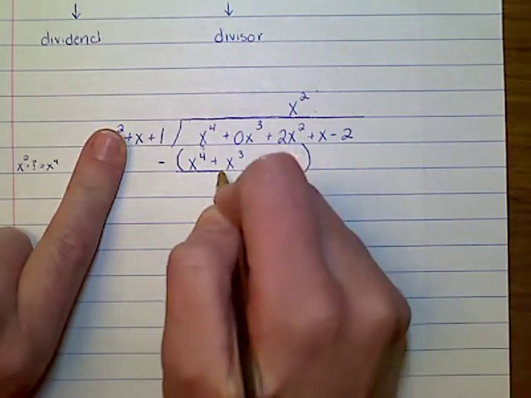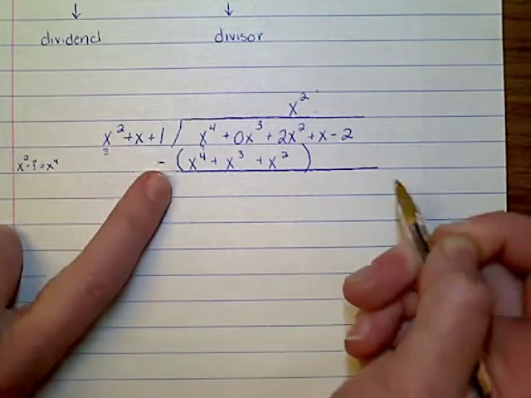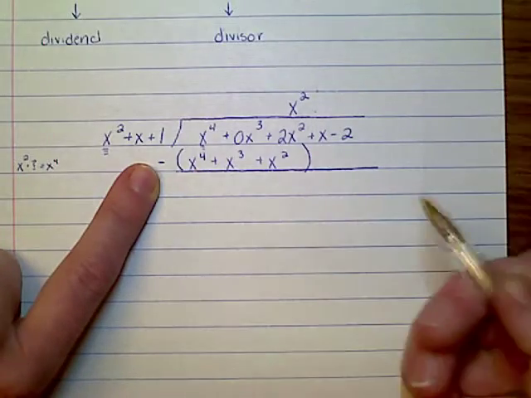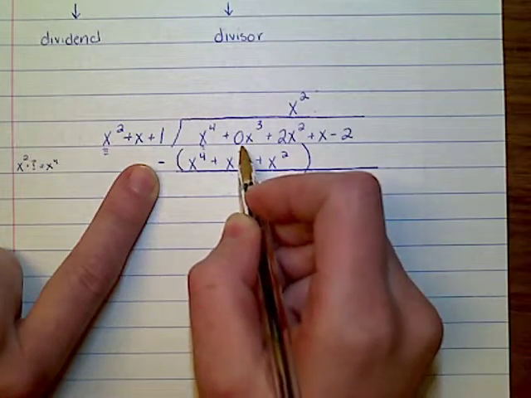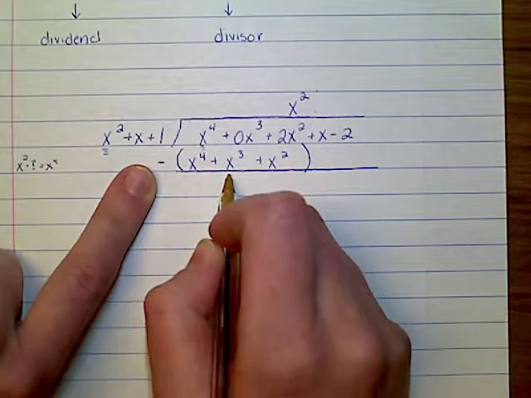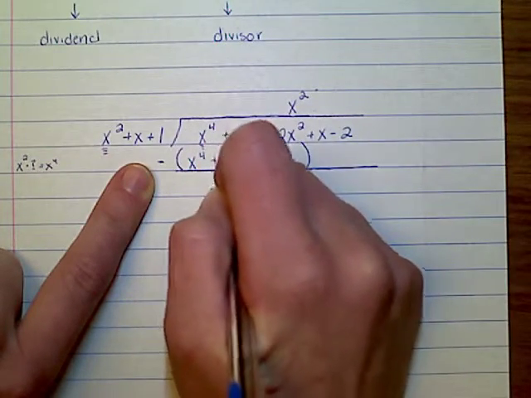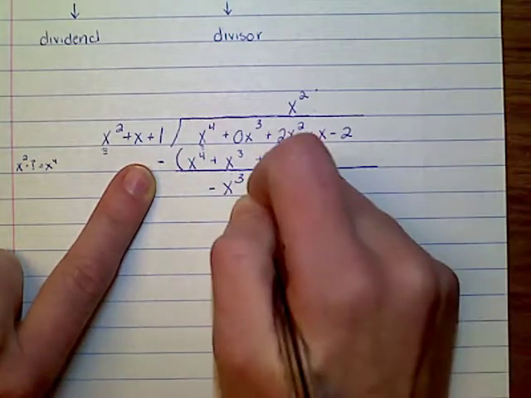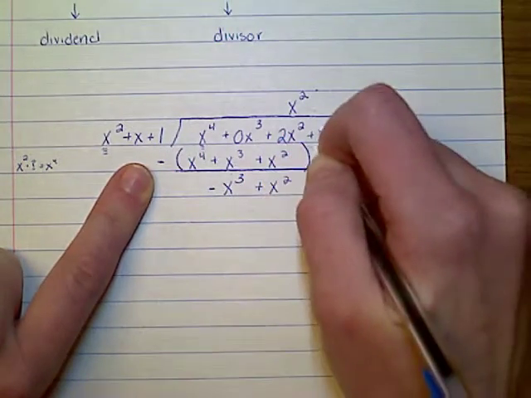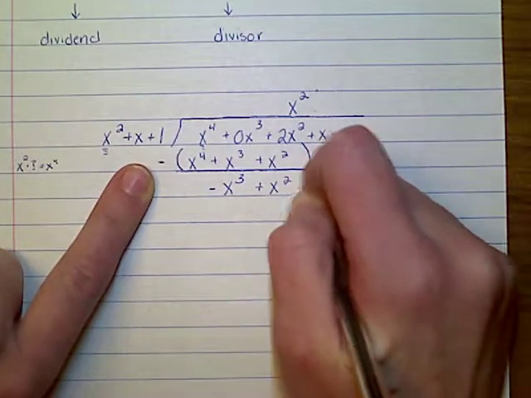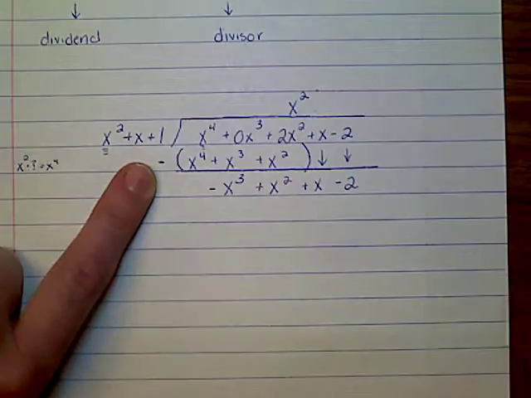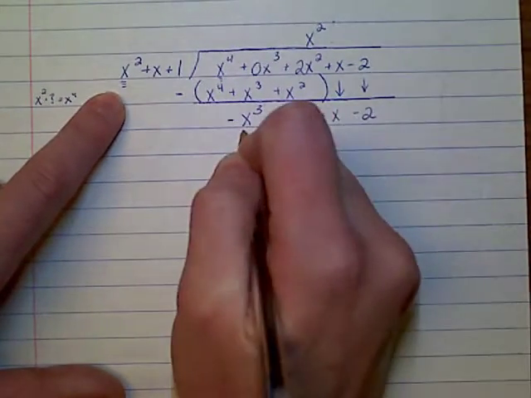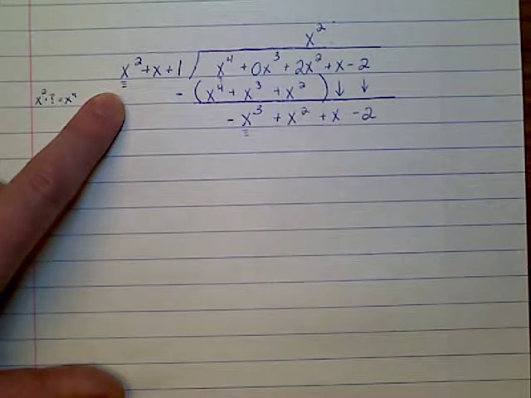And we have to subtract that away. So be very careful with your subtraction. X to the fourth minus x to the fourth cancels. 0x cubed minus x cubed, that is a negative x cubed. 2x squared minus x squared is just an x squared. And then I always recommend that you bring down any remaining terms. So we're going to repeat this process. Again, only looking at the first term here and only looking at the first term there.